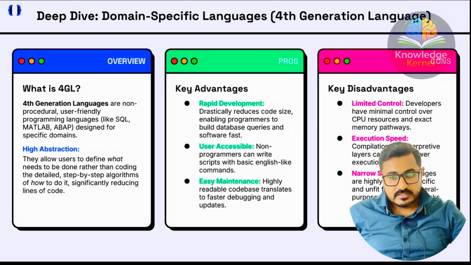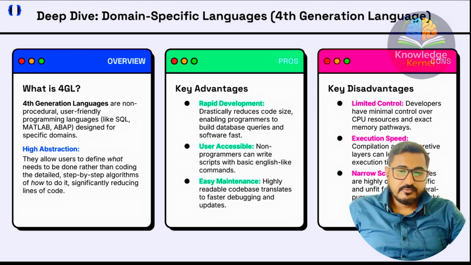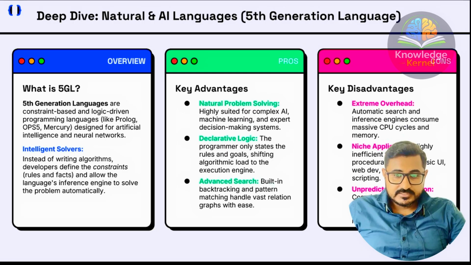The next one: these are domain-specific languages. That means the scope of these languages is very limited. For example, SQL can only be used for database management systems, or MATLAB can only be used for matrix math and engineering data visualization activities, etc. Simply, you can say the scope of the languages is limited, and it is not like the general purpose programming languages which we saw in the third generation of languages.